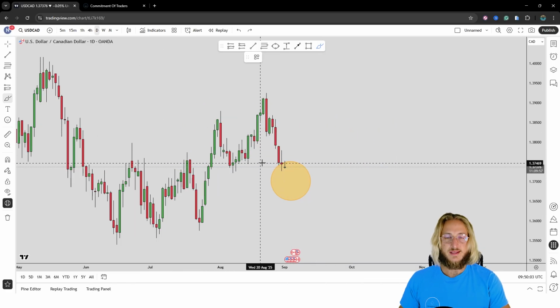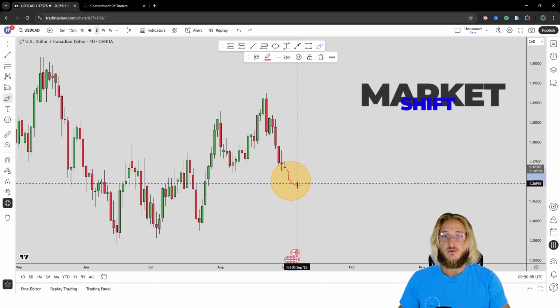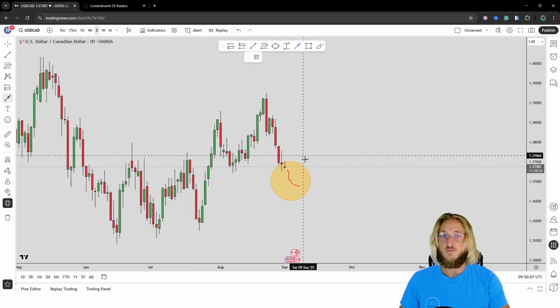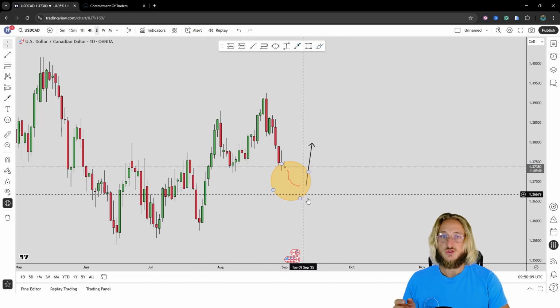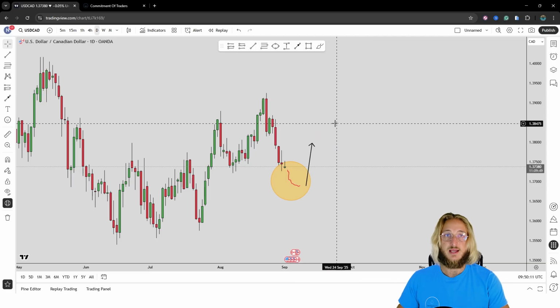Therefore, what I would expect is that if this market would shift from an intraday bearish to bullish market, I wouldn't be surprised to see a potential rejection to the upside away from this demand and support zone. That definitely wouldn't surprise me.